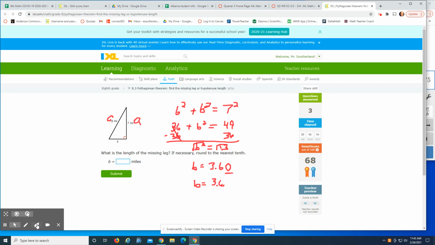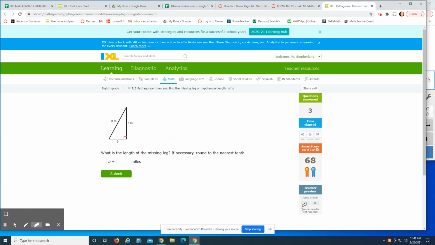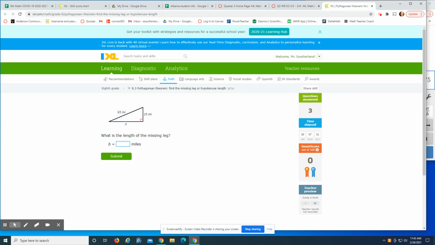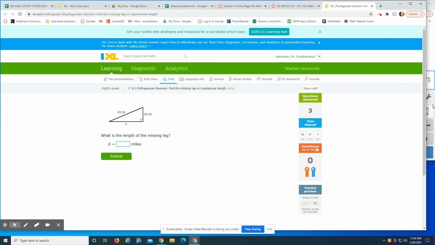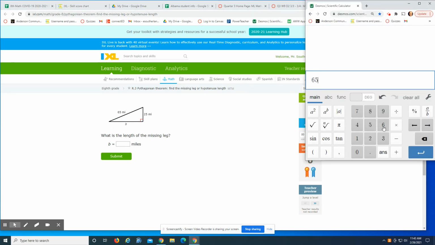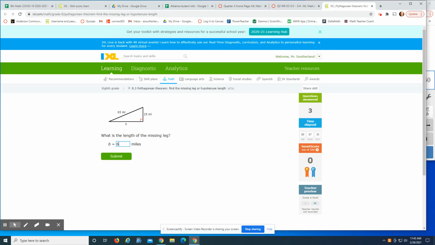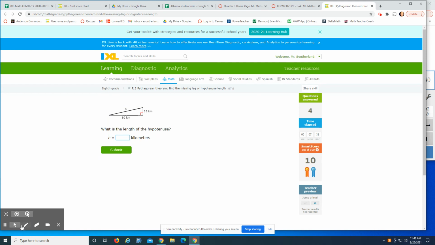Again, this one has a missing B. You would solve it the same way as you do with a missing A or B. So I'm going to go through these real quickly so I can find one that has a C. Here's one that has a missing C.